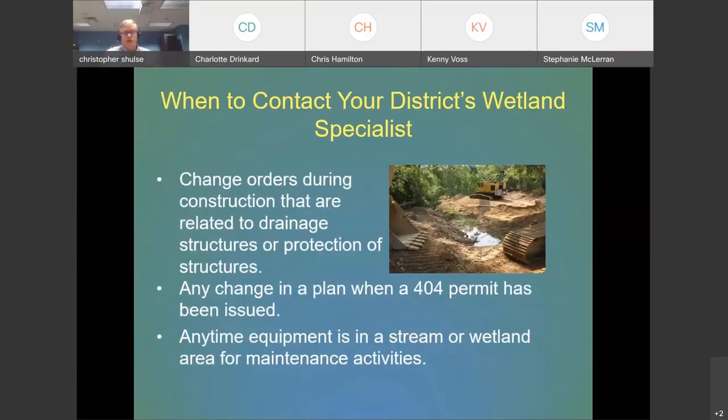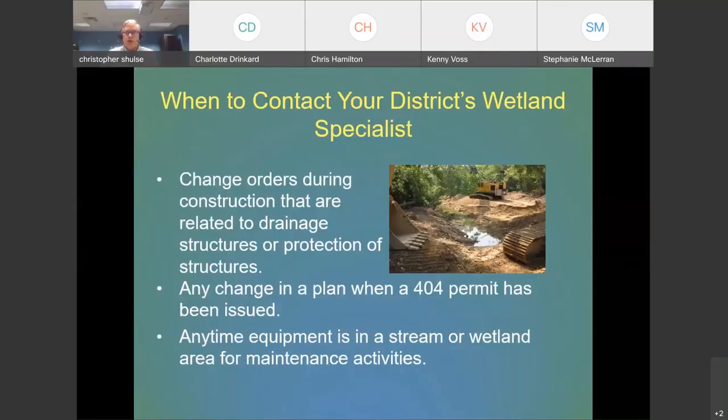Anytime that there's a change in the plan when a 404 permit has been issued, every 404 permit, I think, has a statement in there that the permit is based upon submitted plans. And so if the plans change and we haven't notified the Corps, we could be in violation of that permit. So please make sure that you notify us of any changes.